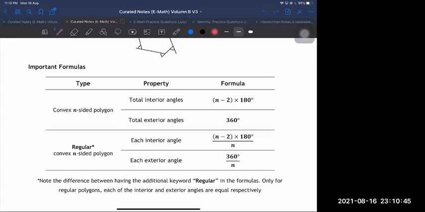Now I just want to talk a little bit about regular polygons. For regular polygons, it means that the polygon's sides are the same, are equal. This means that only for regular polygons, the word regular must be there. After that, then you can split up all your angles and your sides into equal lengths. I hope that makes it very clear. The word regular must be written in the question. It cannot be just a normal type of polygon.